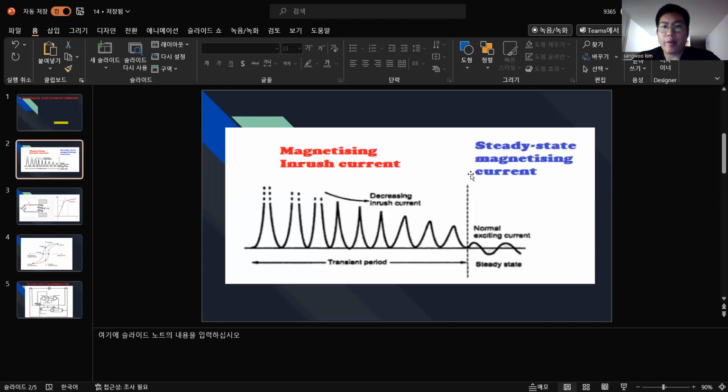First of all, there's a transient state and a steady state. In the transient state, inrush current happens, and then in the steady state, excitation current happens. But there are big differences between them. Let me explain. Okay, what happened?